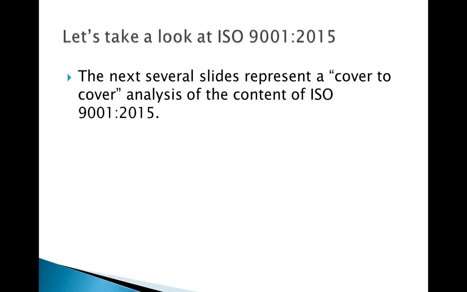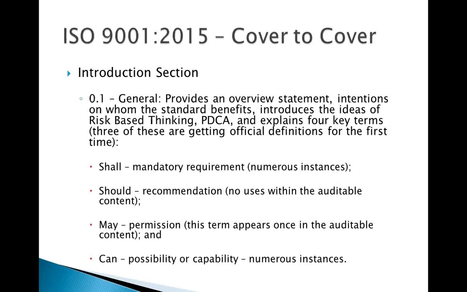What we're going to do now is kind of a cover-by-cover review of 9001-2015, and this is intended to give you a sense of what's where and how the standard has been structured. And we'll begin with Section 0.1. This is a general overview. It provides some statements on who the standard is intended to benefit, talks about risk-based thinking, plan, do, check, act, and it talks about 4 key terms that are used within the standard.